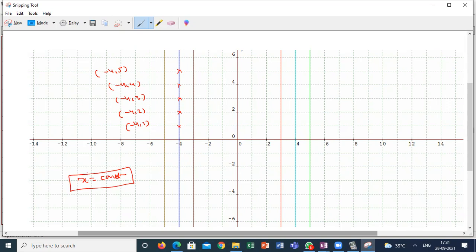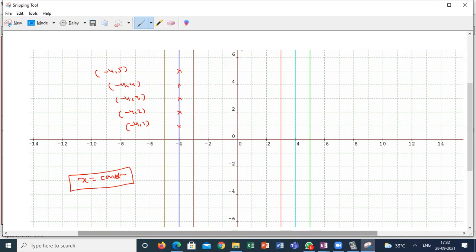A line which is parallel to y-axis and does not coincide with y-axis, then the equation is x is equal to constant. That constant is the x-intercept. If a line is parallel to x-axis, the equation of line is y is equal to constant. So the constant will decide at what point it is intersecting. The constant is the intercept on the y-axis. So this is how we can discuss the equation.